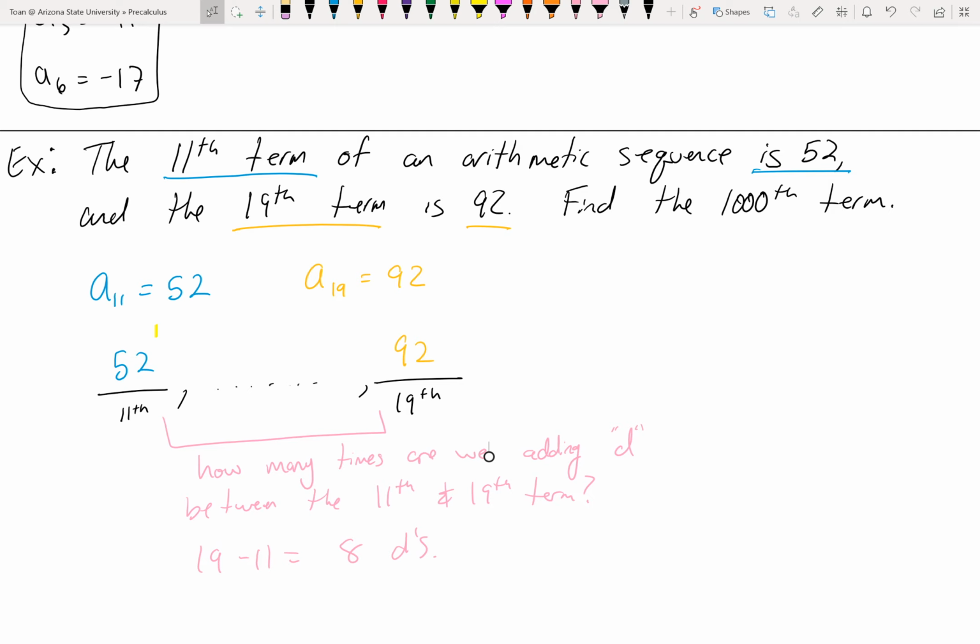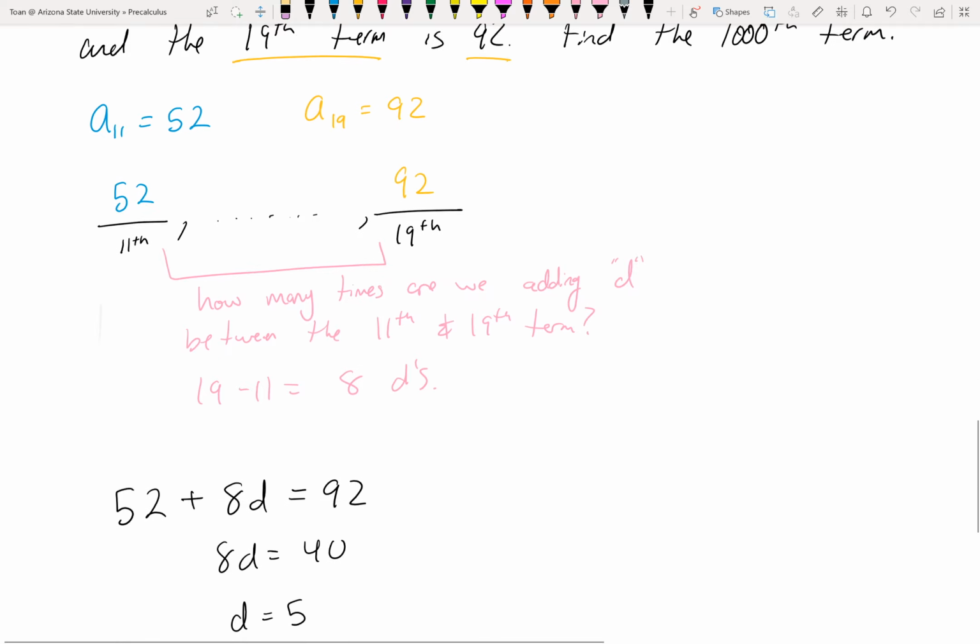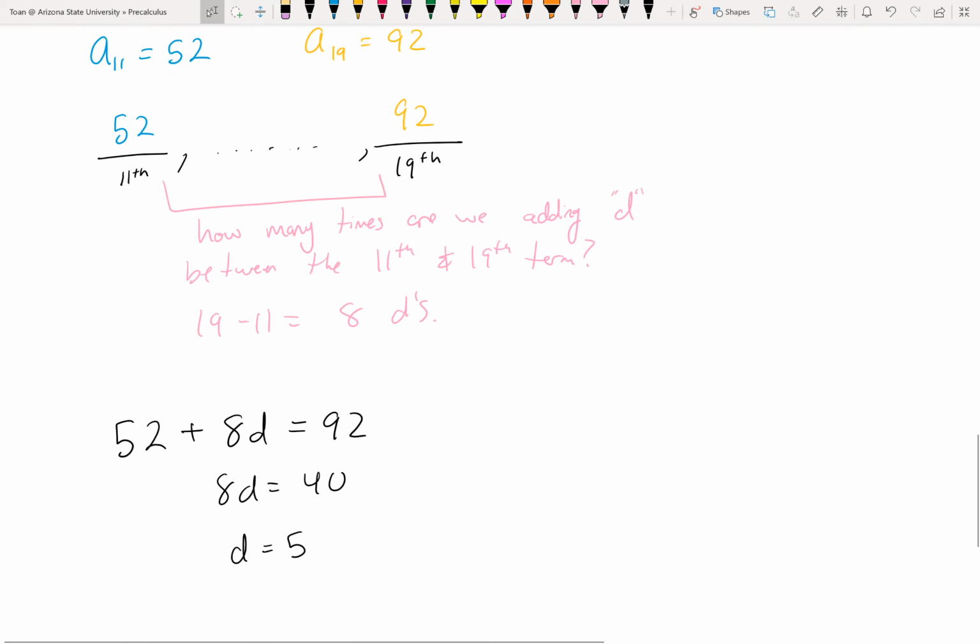It didn't ask us to find the nth term, so I'm not going to bother with finding what the first term is. If the question said find the nth term, then I'll go ahead and figure out what a sub 1 is, because you sort of need it. But no, let's just answer the question directly. Let's find the 1000th term, and we're going to use the same logic here.